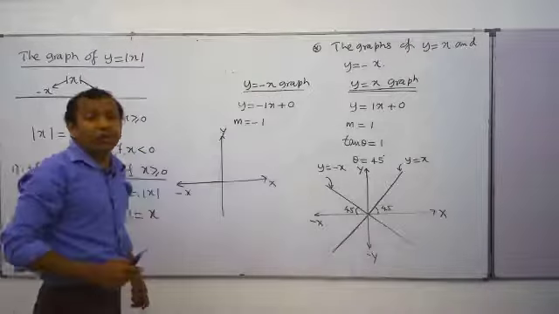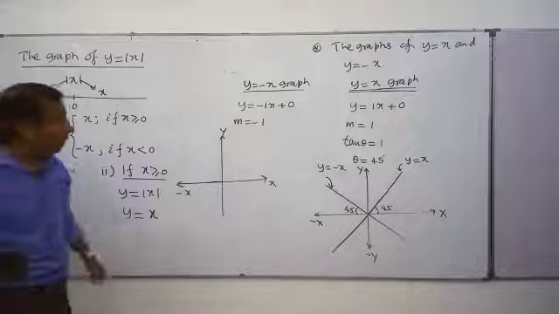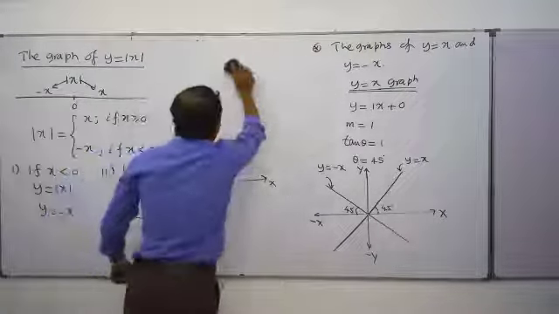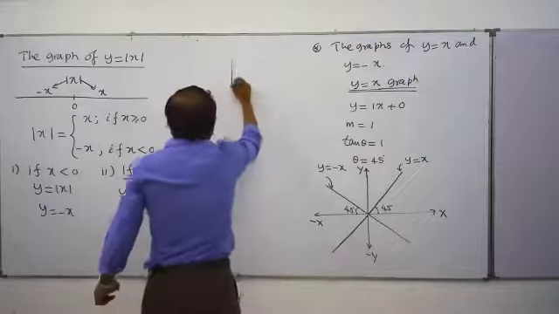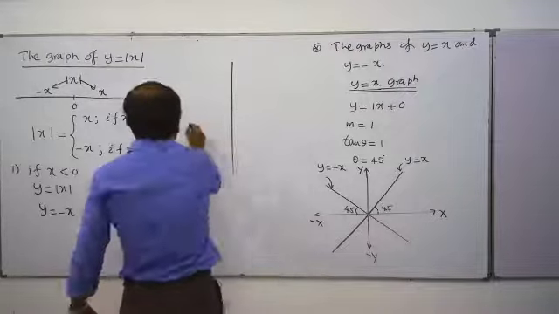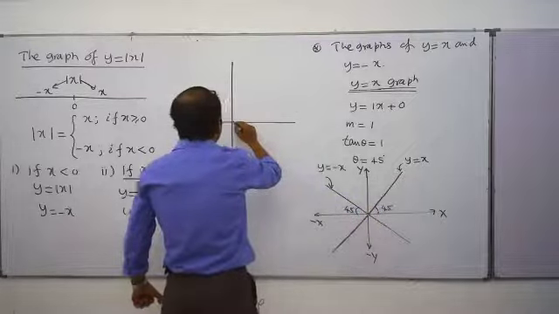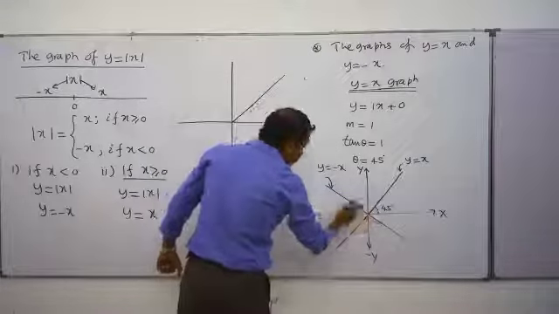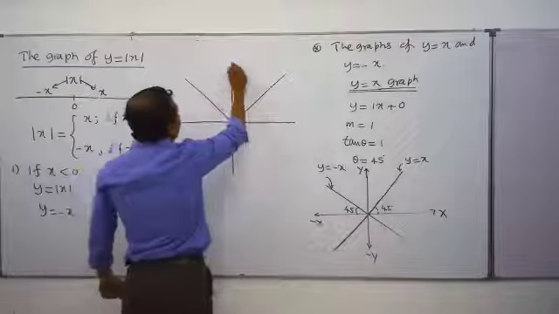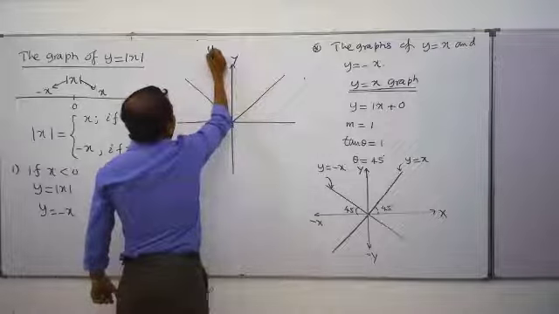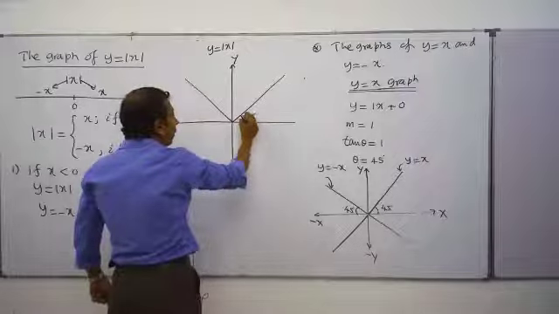Now we can draw the y equals mod x graph. It's a V-shaped graph. This part we need on the right of 0, and this part we need on the left of 0, like this. So the equation of the overall graph is y equals mod x. This is 45. This is also 45.